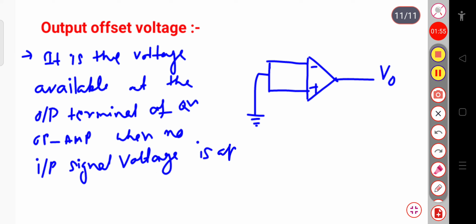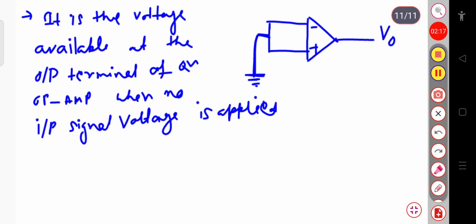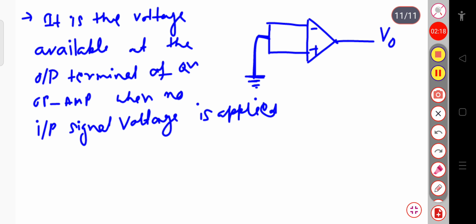Okay. So now basically you can see that there are two types of the terminal, input terminal. One is your inverting as well as non-inverting. So we have to just short these two terminals and then you have to take the ground connection to this input. So here we can say that there will be no signal across the input terminal, so that you will get no output voltage. So this type of voltage is basically known as the output offset voltage.